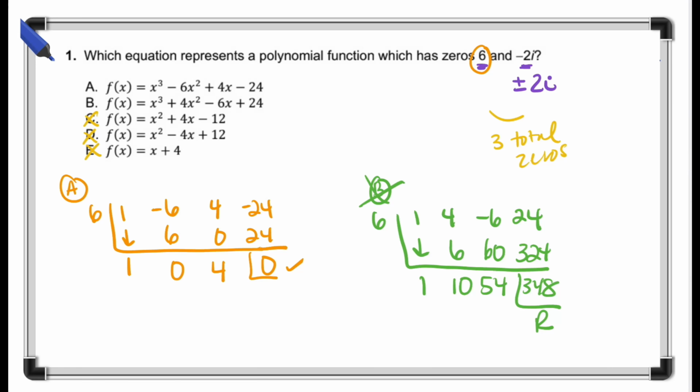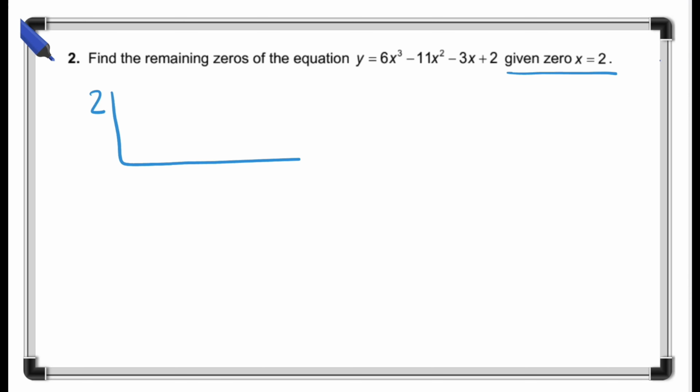Okay, here we are finding the remaining zeros of our equation given the 0, x is equal to 2. So we're not going to change any signs. We're going to put 2 here, write our coefficients. We've got 6, we have negative 11, we have negative 3, and we have 2. So let's drop. You're going to multiply, you're going to add, you're going to multiply, you're going to add down. We're going to multiply, and we're going to get a remainder of 0, which is what we should have.